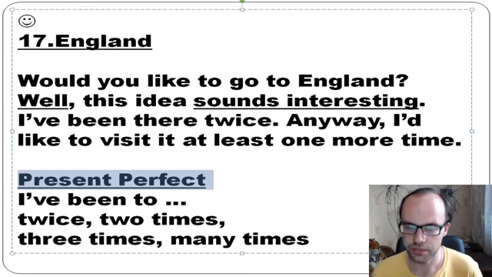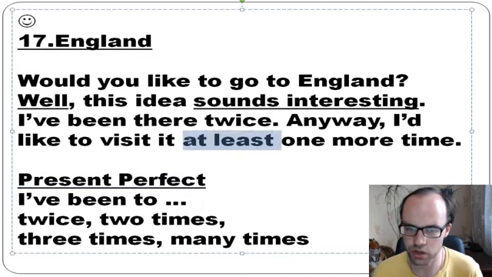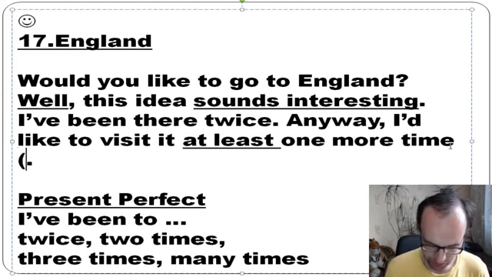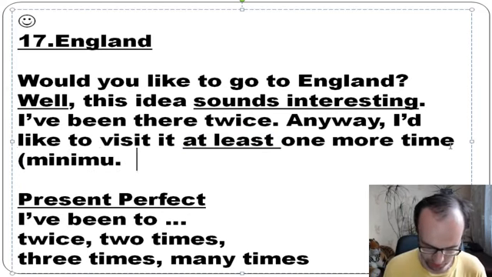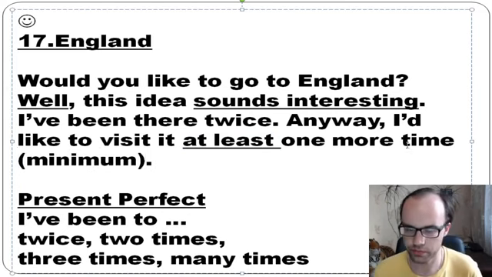So anyway, it means but, anyway, or but. So try to use different phrases like this one. Anyway, I'd like to visit it at least one more time. So what is at least? It means minimum. Okay, minimum one more time.